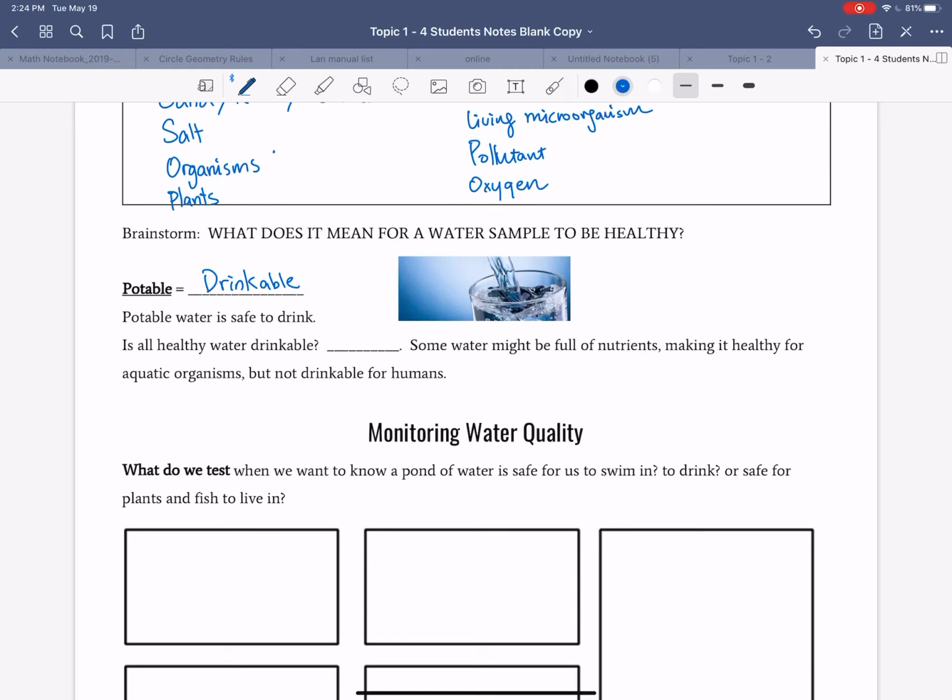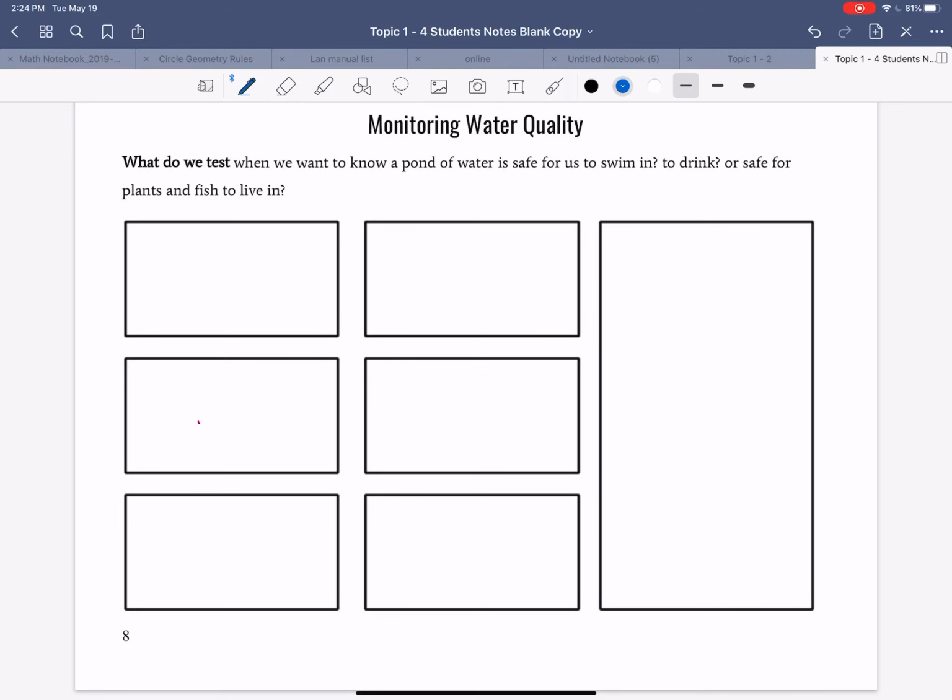Is all healthy water drinkable? Not quite. Some water is really healthy for fish. So for fish, some waters are okay, but for humans, they're not. Some living organisms, humans cannot digest. So, monitor water quality. In grade 9, the first unit you're going to learn is monitoring water quality and seeing the clarity, hardness, salinity, dissolved oxygen, measuring the pH, those kinds of things.